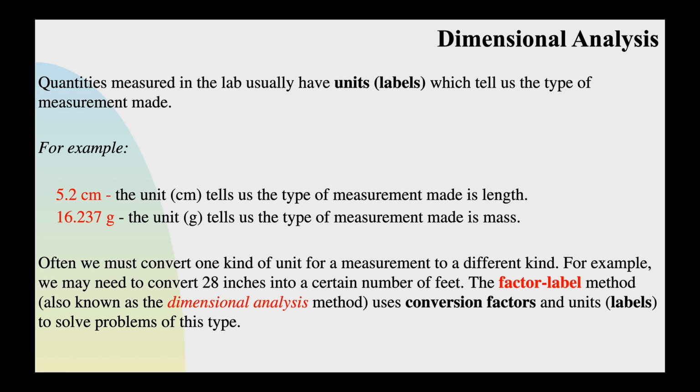And so what people use is something called the factor label method, or what we a lot of times call dimensional analysis. And all that really means is that you're trying to convert one type of species into another, or one type of unit into another. And you do this a lot day to day. You just don't think about it. All of these things have to have conversion factors. So it allows you to go from one type of unit to the other.